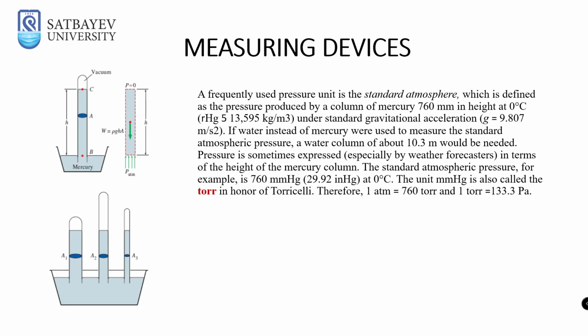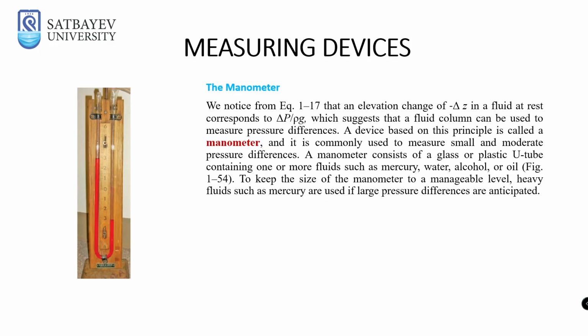The standard atmospheric pressure, for example, is 760 millimeters of mercury at 0 degrees centigrade. The unit millimeter Hg is also called the torr in honor of Torricelli. Therefore, 1 atmosphere is 760 torr, and 1 torr is 133.3 pascals.